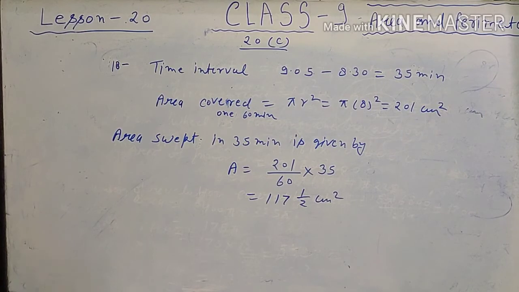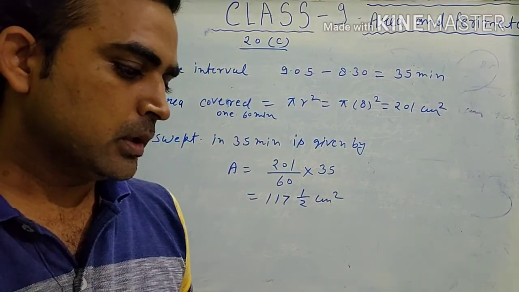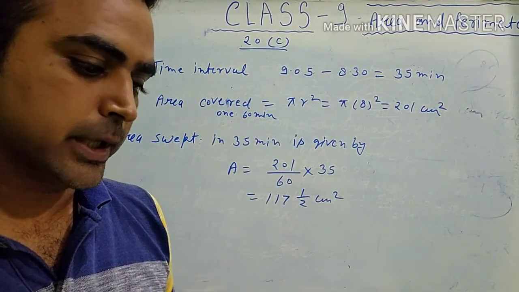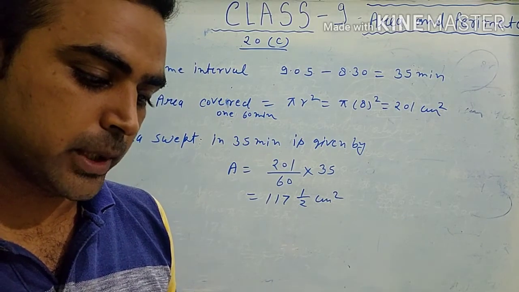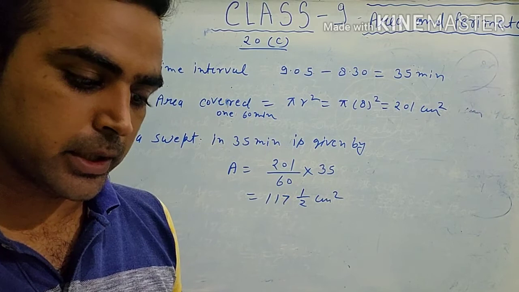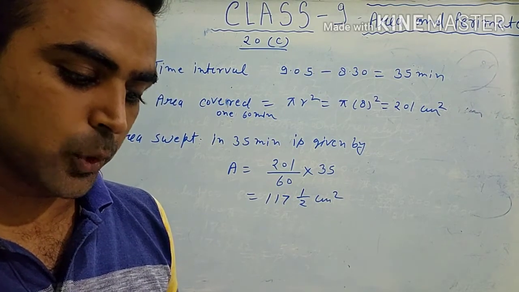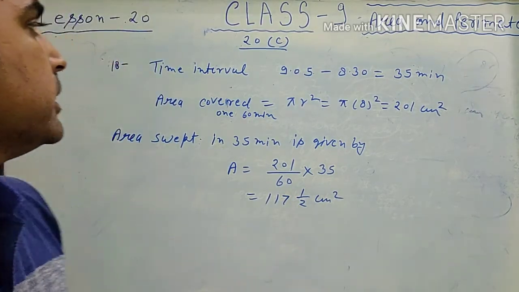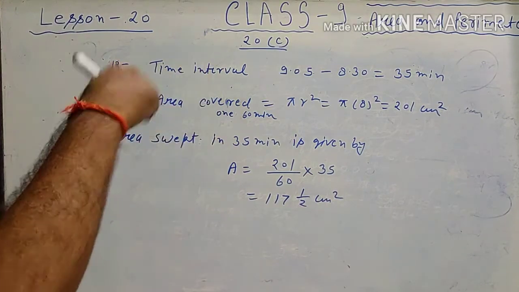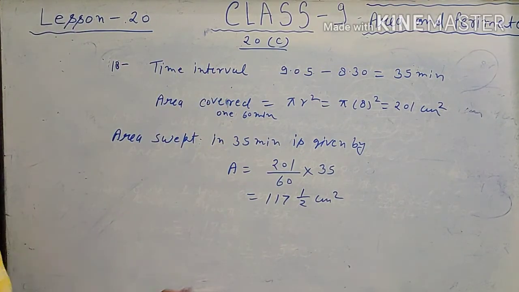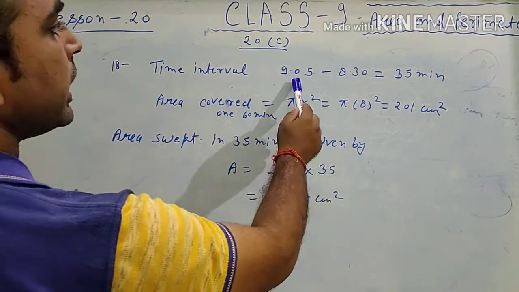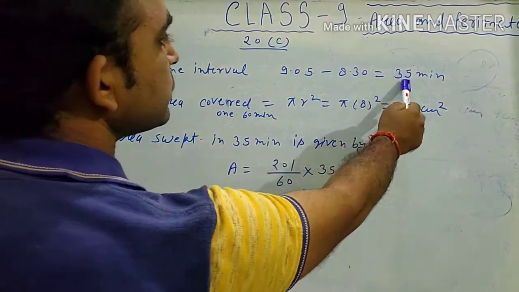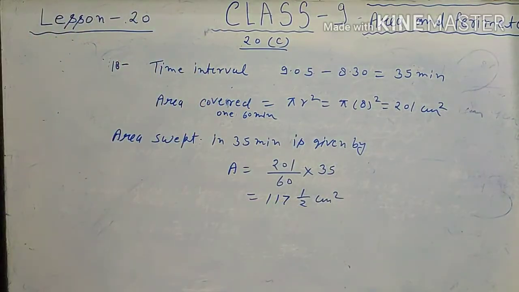Now question number 18 is, the minute hand of the clock is 8 centimeter long. Find the area swept by the minute hand between 8:30 am to 9:05 am. Okay, so first we find the time interval. Time interval means 8:30 to 9:05, which means 9:05 minus 8:30, so the time is 35 minutes.